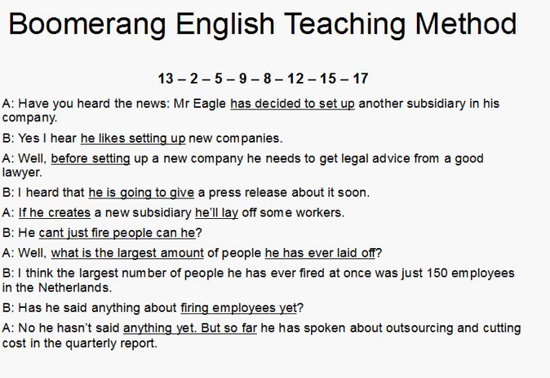B, has he said anything about firing employees yet? That's about plus ing. Again, it's from the Outback structure list. Answer, no, he hasn't said anything yet. But so far, he has spoken about outsourcing and cutting costs in a quarterly report. So, again, like I said, give them the structure list if they need to write it out. Let them do writing first. Advanced structure juggling is often used for homework. Throw that at them. It's very challenging, and it's going to develop their fluency. It's going to get them really thinking English.